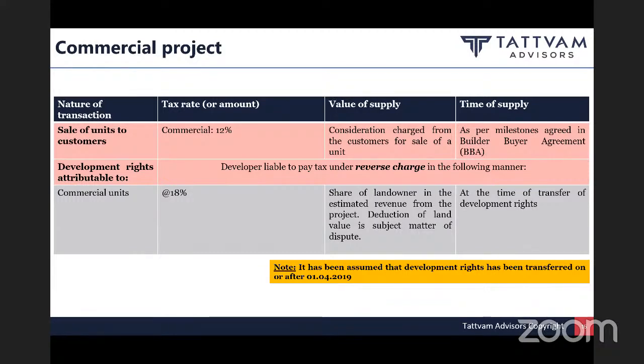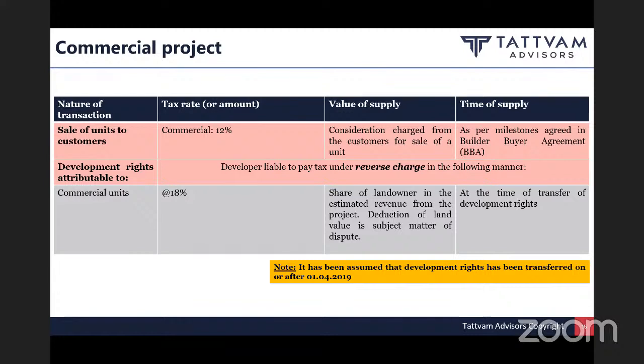I transfer development rights to the developer. The developer is developing 100 commercial units. These 100 commercial units will be sold at 1 crore rupees per unit, equal to 100 crore rupees revenue. Sale of these units will attract 12% GST. So whenever the developer is selling these units to the end customer, he will charge the effective rate of 12%, and he is also eligible to take input tax credit of whatever input he is getting.